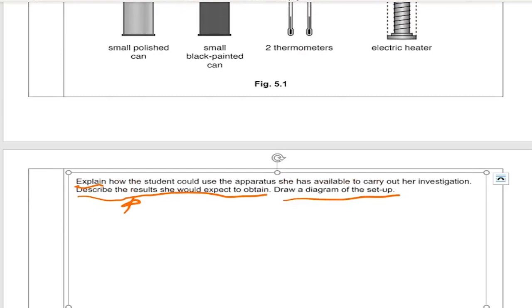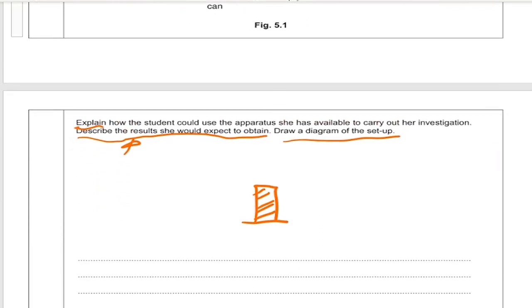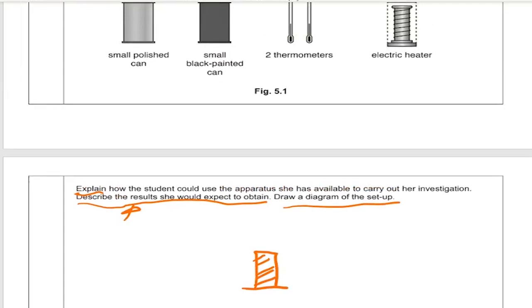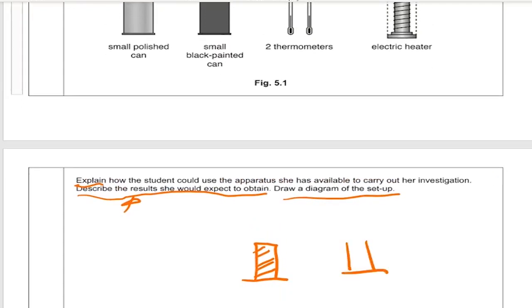And they've shown us how they want us to draw it. So we've got the electric heater. Okay, and then we've got our polished cans. Okay, so it's up to you how you drew this. But really what we needed was just the idea that we had one can some distance away and one can the same distance away as well. Could have been on the same side, could have been on one side, okay.